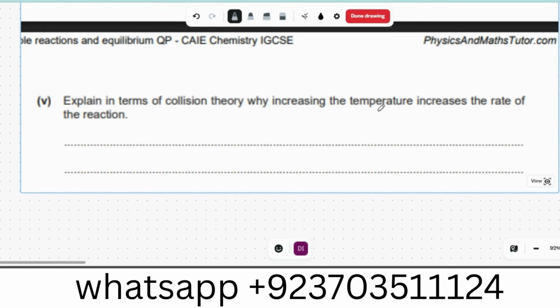Explain in terms of collision theory why increasing the temperature increases the rate of reaction. That is a 4-mark question. So simply kinetic energy of the particle increases. That is the first point. Frequency of collision between particle increases. As they have more kinetic energy, they will collide more. Higher percentage or proportion of the particles have greater energy, so more products will be formed. And particles have energy greater than the activation energy, so they will form a product.